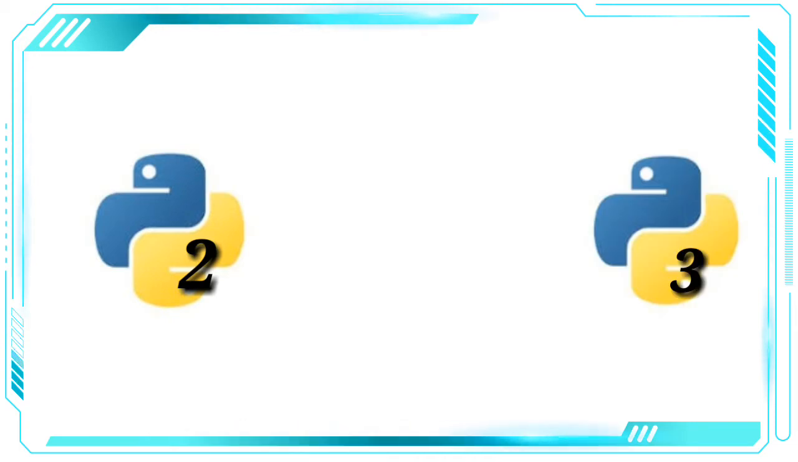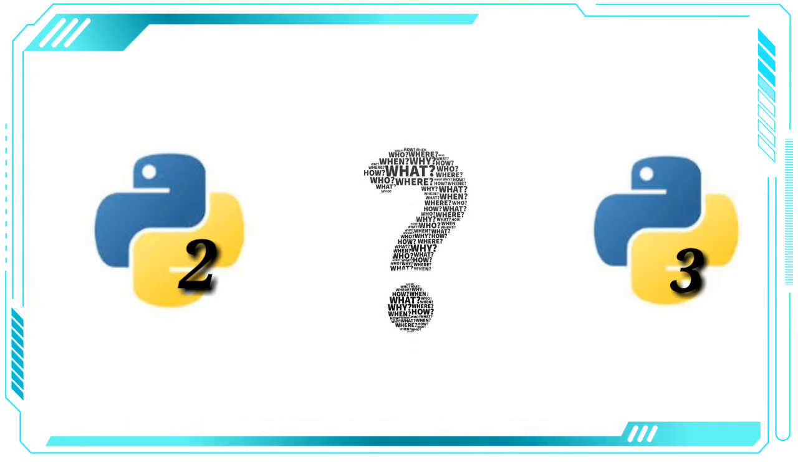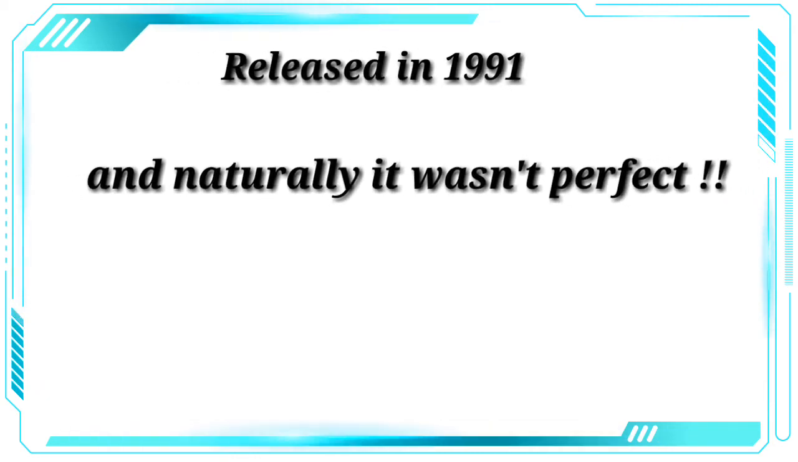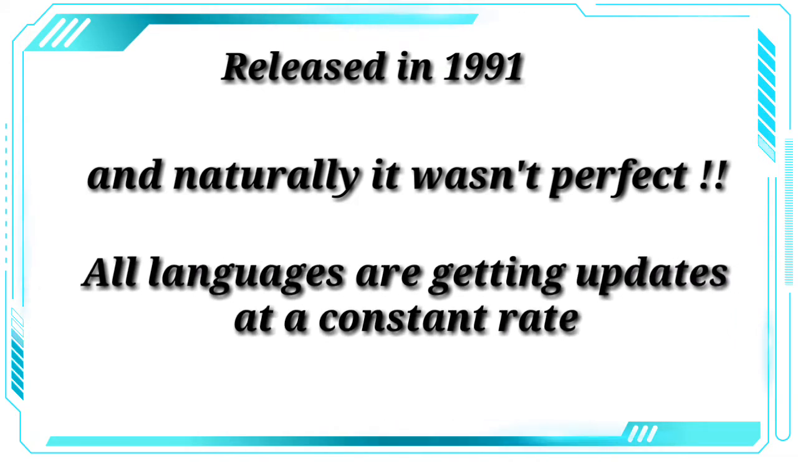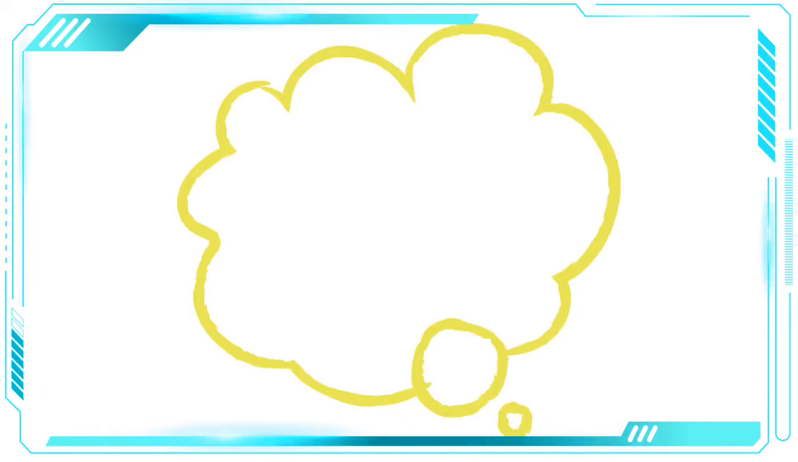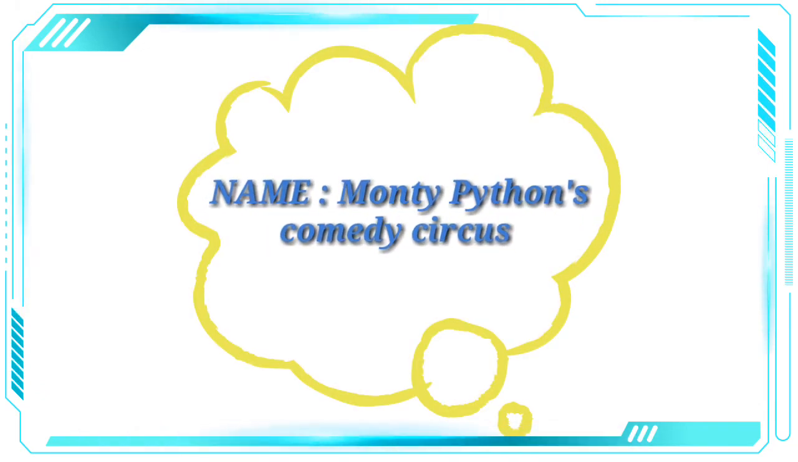Now let's talk about Python 2 and Python 3. So what is this all about? See, Python was created by a human and a programming language is always evolving. It is not like someone creates one language and it is perfect. All languages are constantly being updated because no one gets it right the first time. And did you know Python was given its name from a British comedy show?